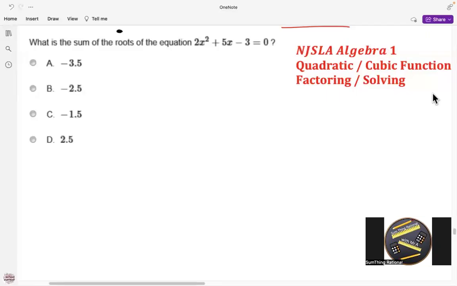Hello everyone, I am back with one of the questions from NJSLA Algebra 1, solving quadratic equations, quadratic functions, factoring them, and finding their zeros. A lot of stuff we have been doing already. So, here in this question, what is the sum of the roots of the equation?